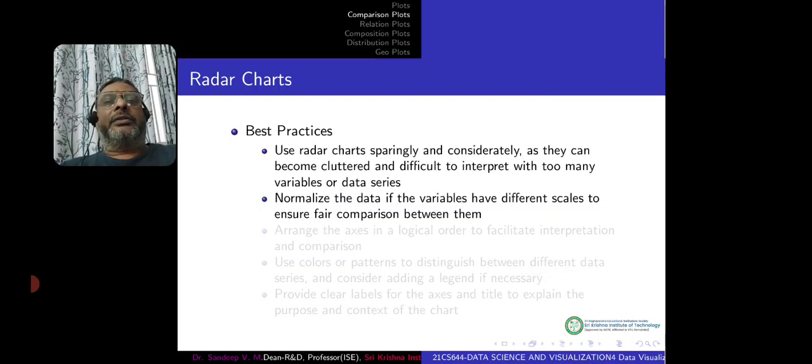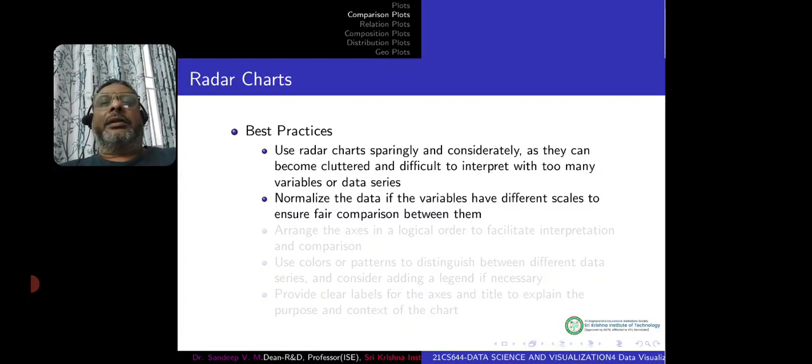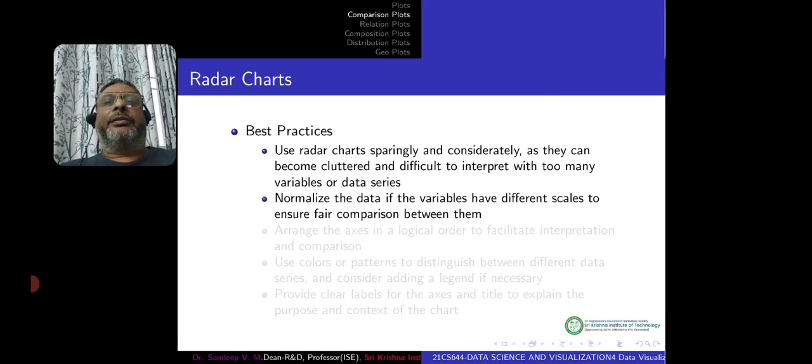Always better to normalize the data if the variables have different scales to ensure fair comparison between them. So if we are talking about different parameters, then each parameter may be measured in different units, and because of that the values numerically may be too different. Some values may be on a 1 to 10 scale, some on a 1 to 1000 scale, some in terms of millions.